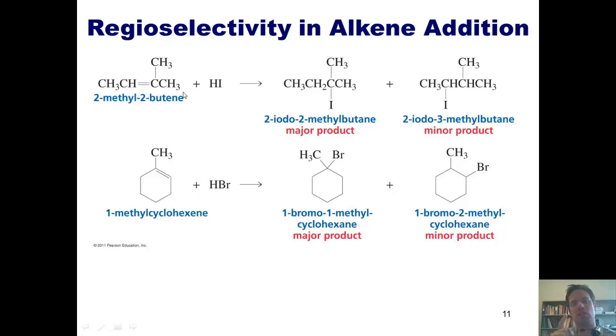It's important for us to remember that the reason this occurs is because doing so ends up going through the more stable carbocation intermediate. If I were to reverse the product, that is, place the iodine on the carbon that has more hydrogens and the hydrogen on the carbon that has fewer, I would have to traverse the less stable carbocation intermediate. Similar things can be said about this reaction.